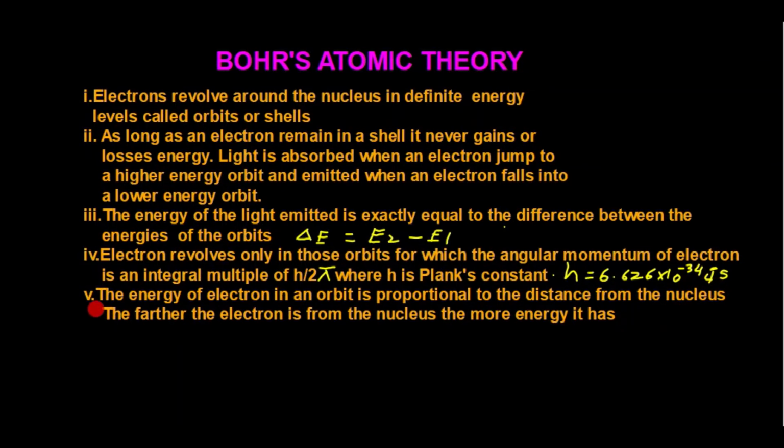Now we will see the next postulate. The energy of an electron in an orbit is proportional to the distance from the nucleus. The farther the electron is from the nucleus, the more energy it has. It means higher energy levels. In the higher energy levels, the energy of the electron is greater, and in the lower energy levels or orbits, the energy of the electron is lesser. I hope these postulates are clear to you.